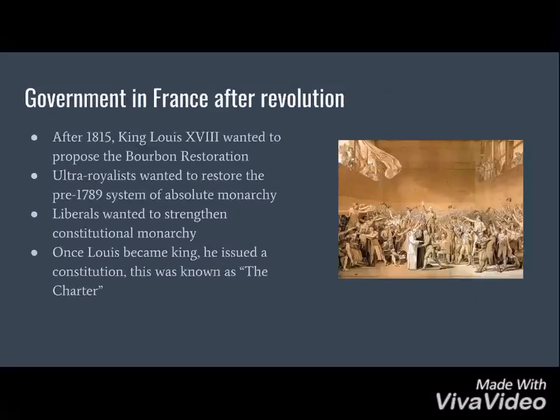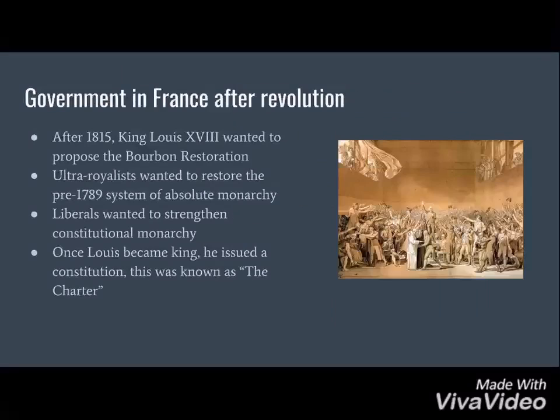Government in France after the Revolution. After 1815, King Louis XVIII wanted to propose the Bourbon Restoration. Ultra-royalists wanted to restore the pre-1789 system of absolute monarchy. Royalists, Republicans, and Bonapartists were all in conflict with each other in this time period. Liberals wanted to strengthen the constitutional monarchy, while the others did not.